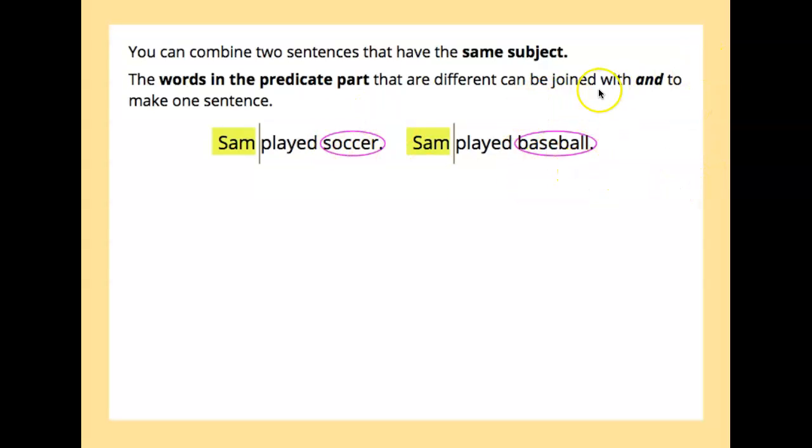We can use the word and to combine these two different words in the predicate parts, and that will give us a combined sentence. Sam played soccer and baseball. Our subject part did not change because it is the same in both sentences. The verb played also stayed the same. And we use the word and to join the different words in the two predicate parts, soccer and baseball, to make one sentence.